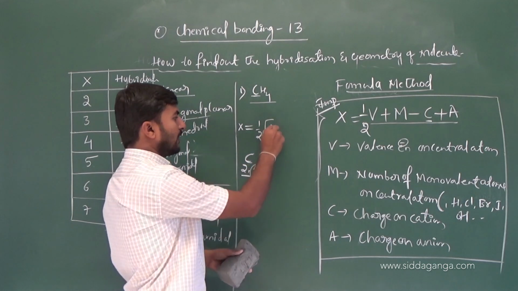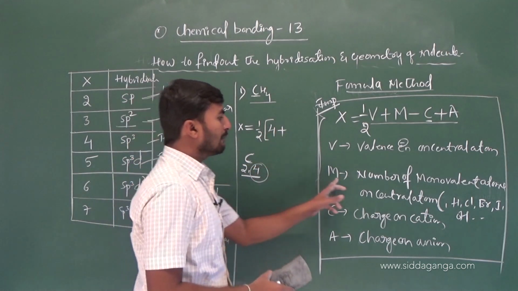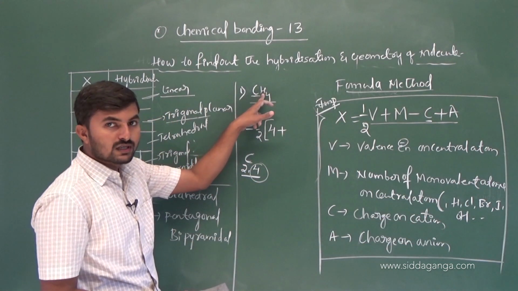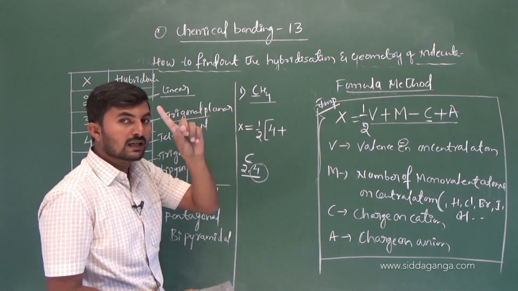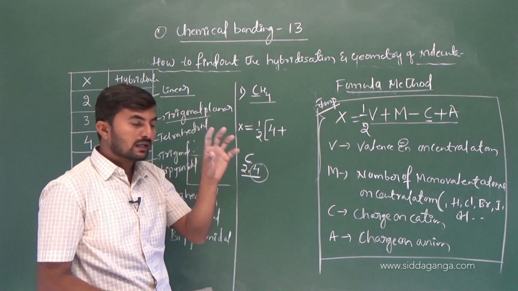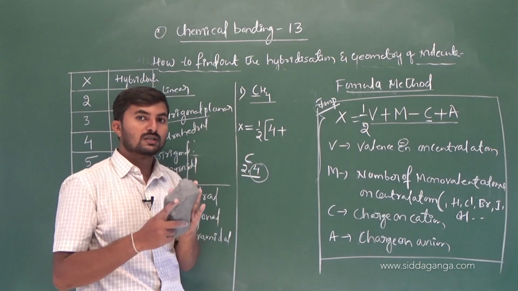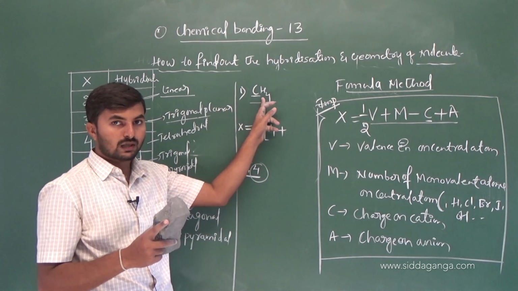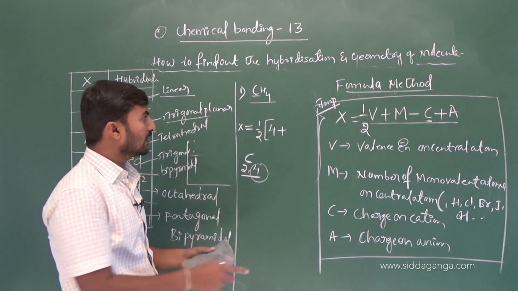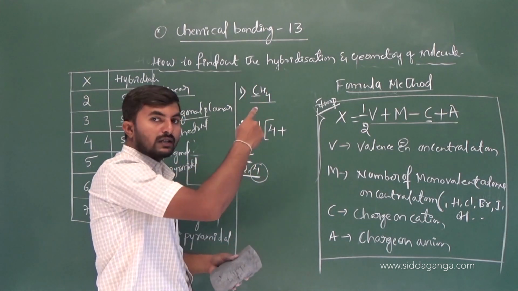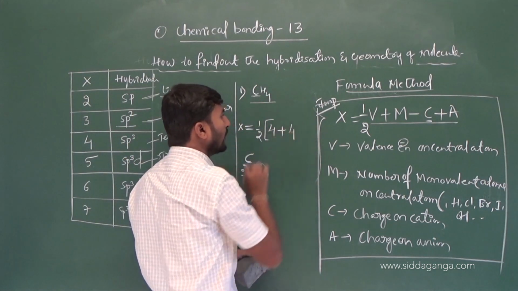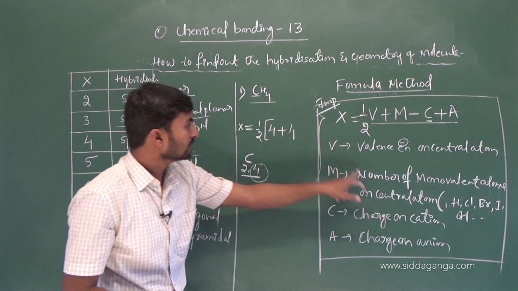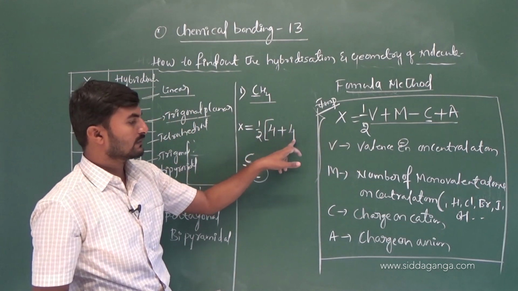Number of valence electrons are 4, plus number of monovalent atoms. How many monovalent atoms are there here? Hydrogen is a monovalent atom. It can have a single bond formation capacity. Hydrogen is having single bond formation capacity, that is why it is monovalent in nature. How many monovalent atoms are there here? Here we have 4 monovalent atoms on the central atom. 4 atoms are there, 4 plus 4.